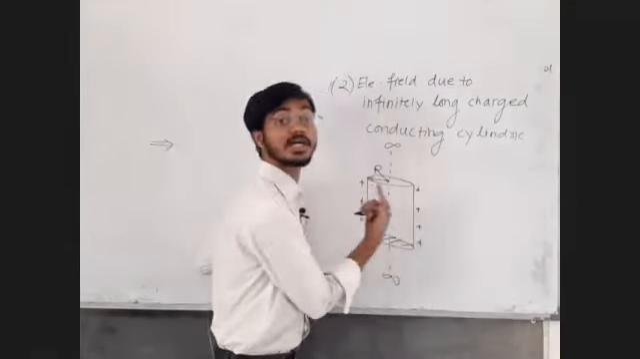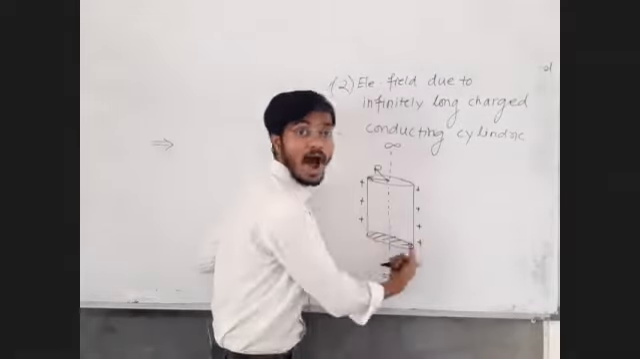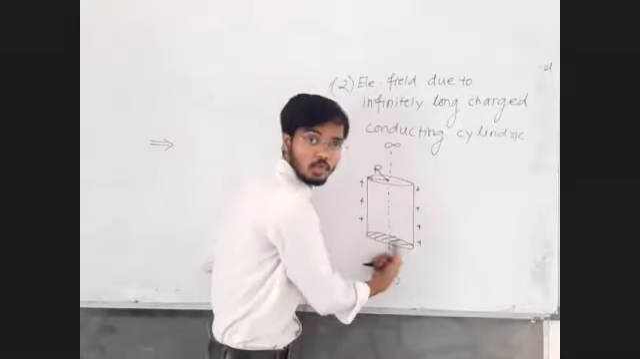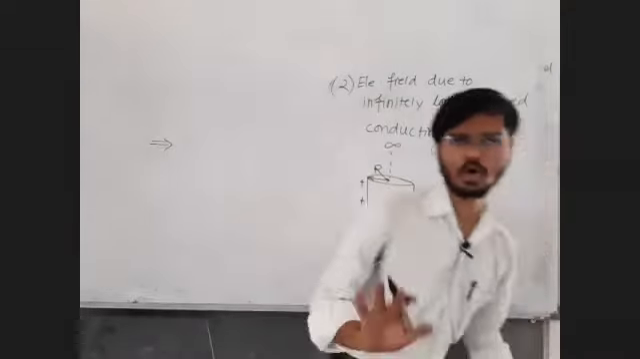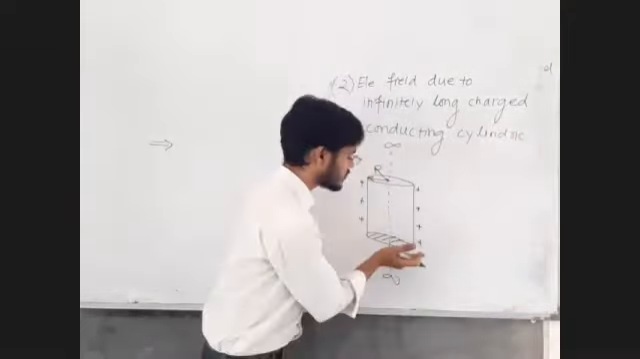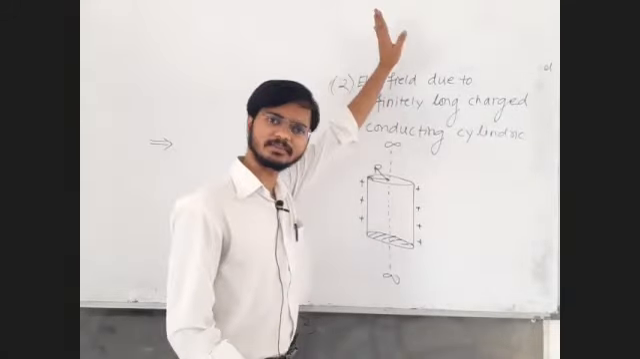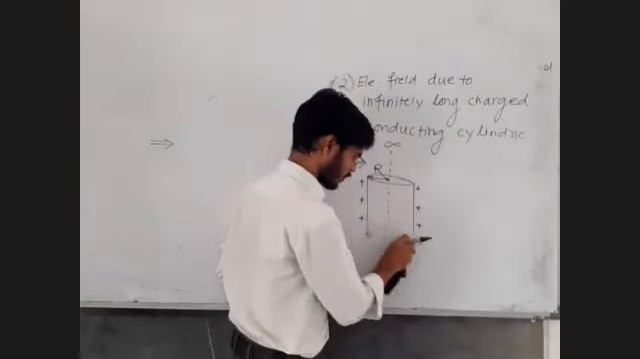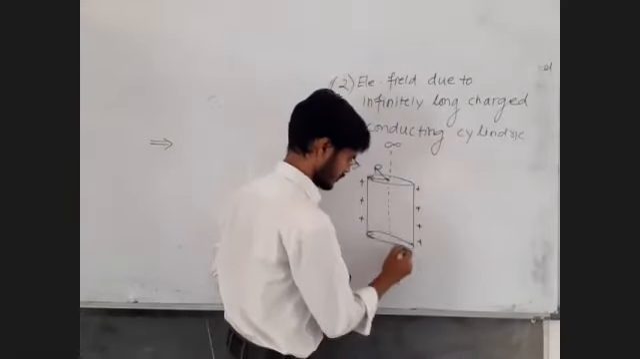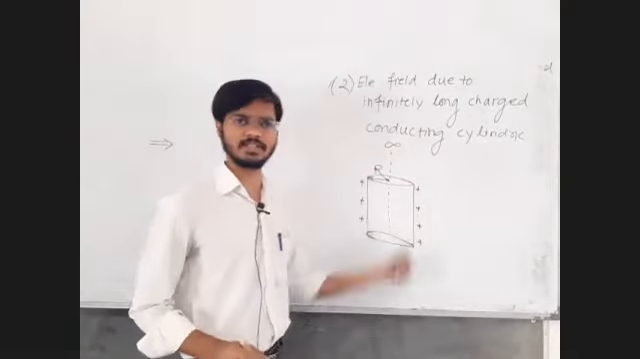How to find the curved surface area? 2 pi r into L. Because charge is only going to be on the curved surface area. These circular surfaces you are never going to find because they are at infinity. So charge is only on the curved surface area. Forget about these circular surfaces. It's as good as a wire. You can imagine a wire.